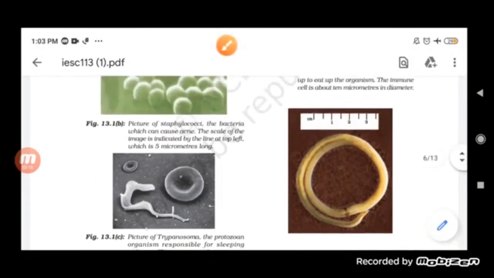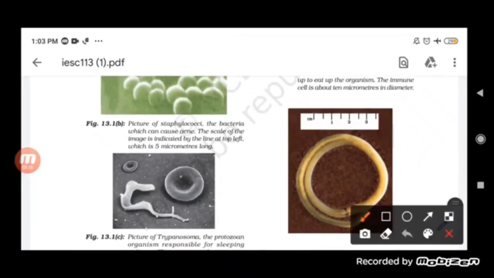I'll show you the scale here. This is the scale, and on the scale you can see it is 4 centimeters. Okay, that is a roundworm.